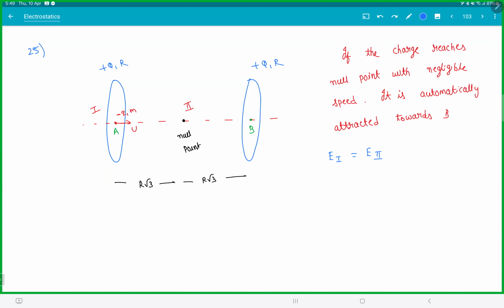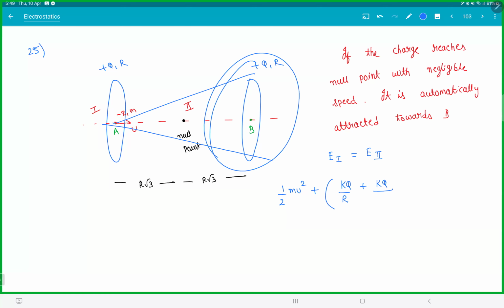Now, this is the second trap, okay? The first trap is this null point. Second trap is this. Initially, what is the energy? Half mu square. What is the potential energy? Potential energy is potential at a point into the charge. What is the potential at point A? K Q by R due to this ring plus K Q by R due to this ring also you have to take, isn't it? When you say potential at a point, it is due to all charges present in the space. This ring's potential also you have to include. Most people forgot, they keep forgetting the second ring. Generally, that's what people forget.